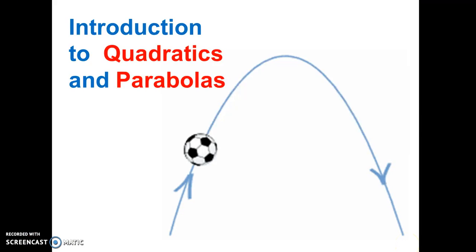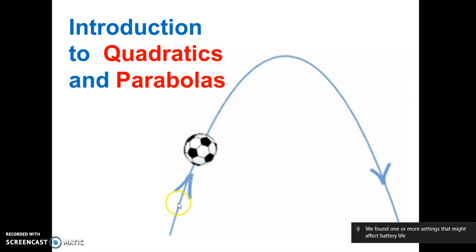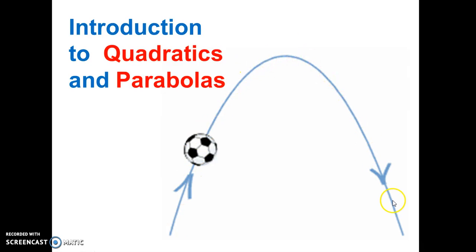Welcome to your introduction video on quadratics and parabolas. Quadratics is a form of an equation or expression, and parabolas are a shape. The shape is a parabola. You've probably seen it before. Any object thrown on planet Earth will follow this kind of path. It's called a trajectory, and the trajectory is always parabolic because of gravity.